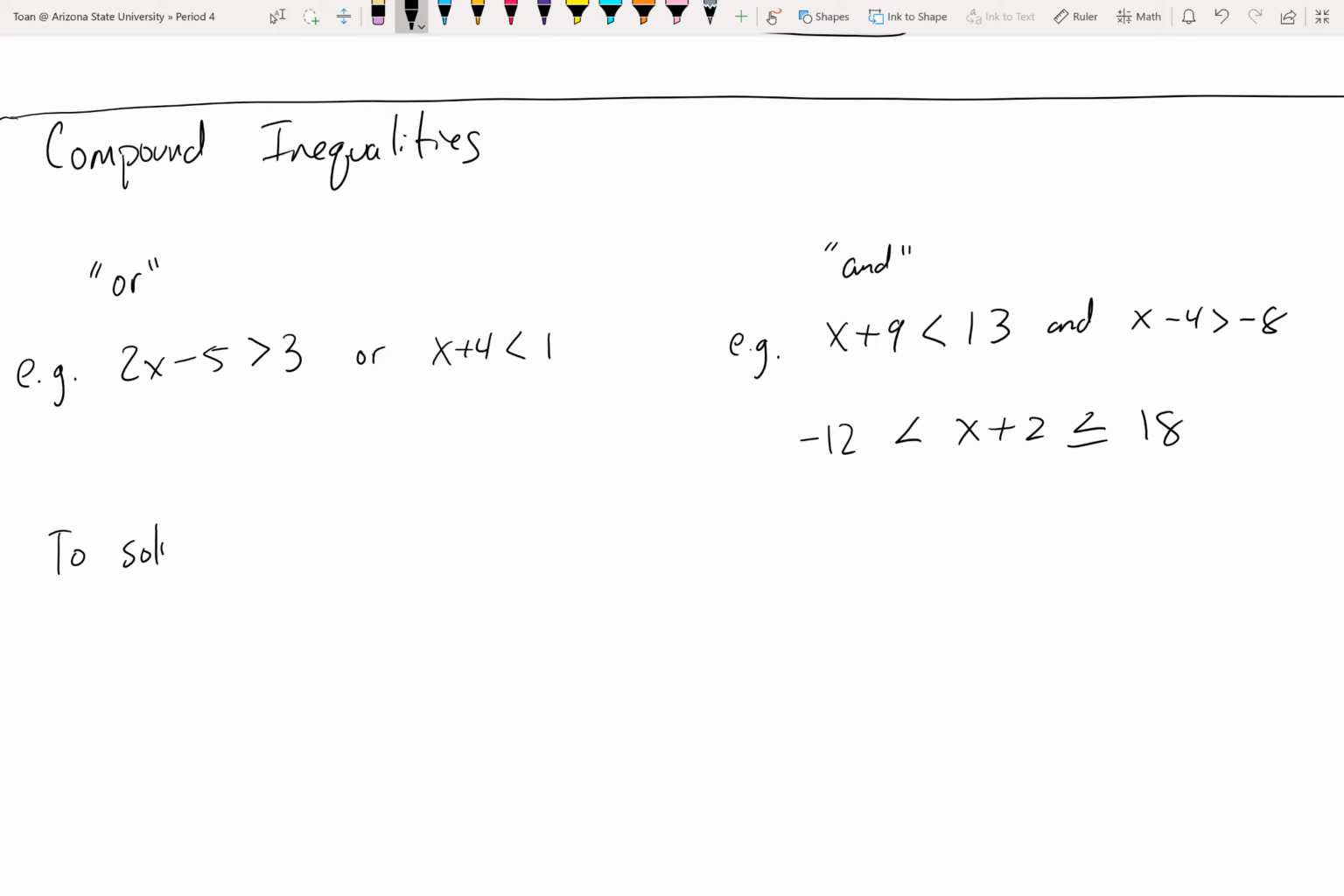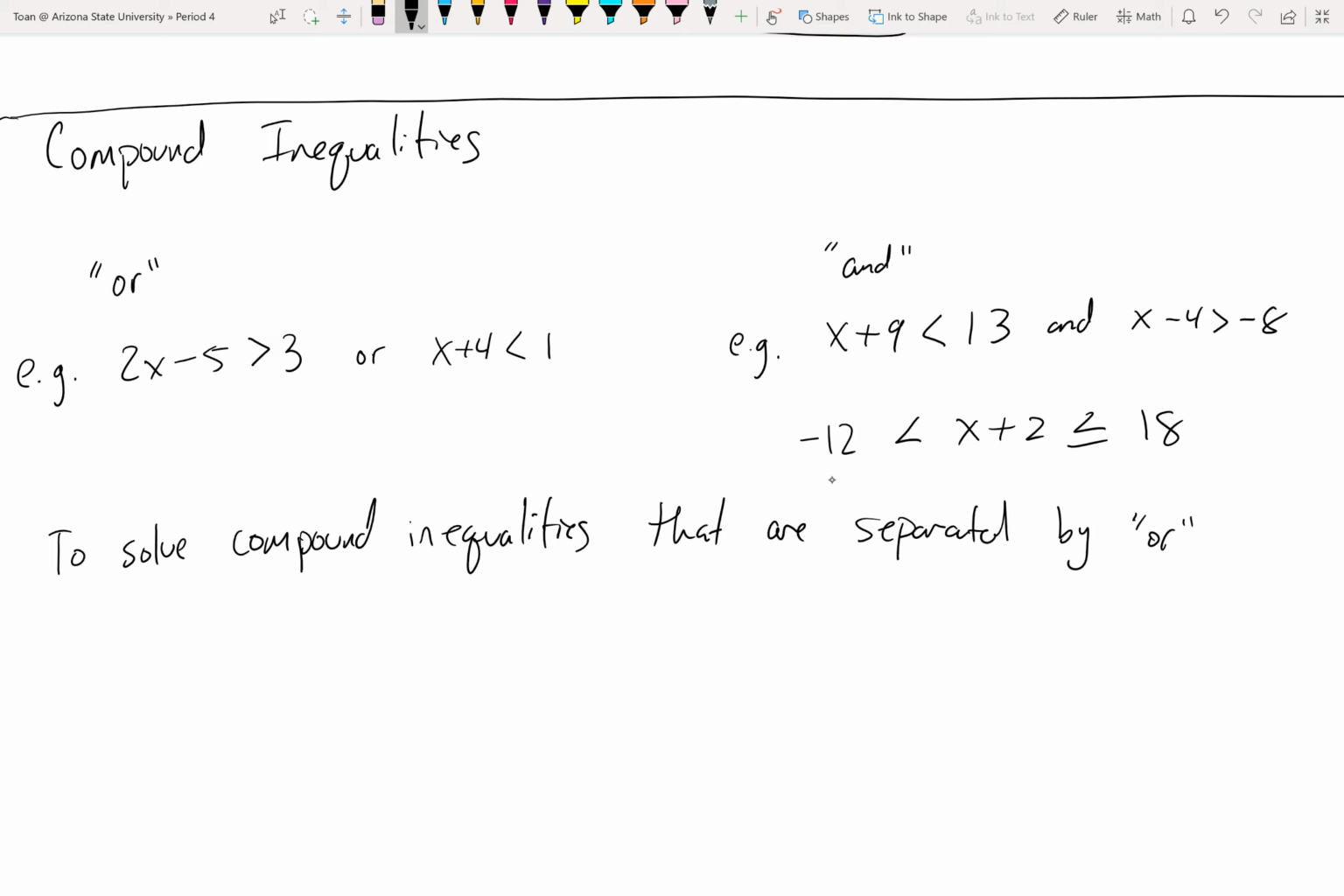To solve compound inequalities that are separated by the physical words or and, just solve the problem separately. That's it. Easiest thing in the world to do.